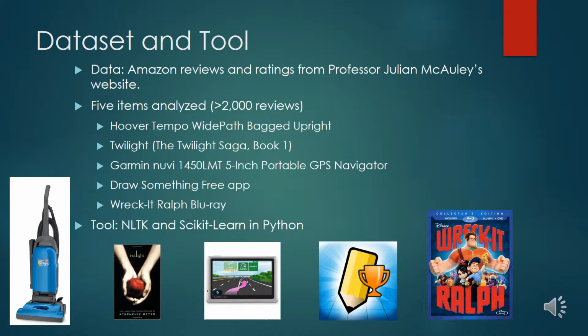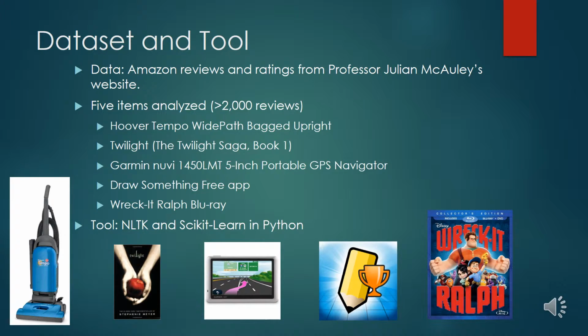The data I will be using is Amazon reviews and ratings from Professor Julian McAuley's website, which provides about 80 to 83 million reviews on various Amazon products. I'll be focused on 5 specific items. Each of these items has at least 2,000 reviews.